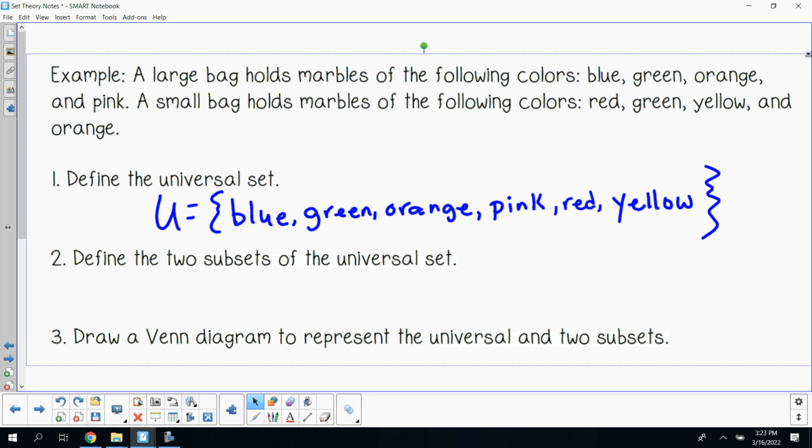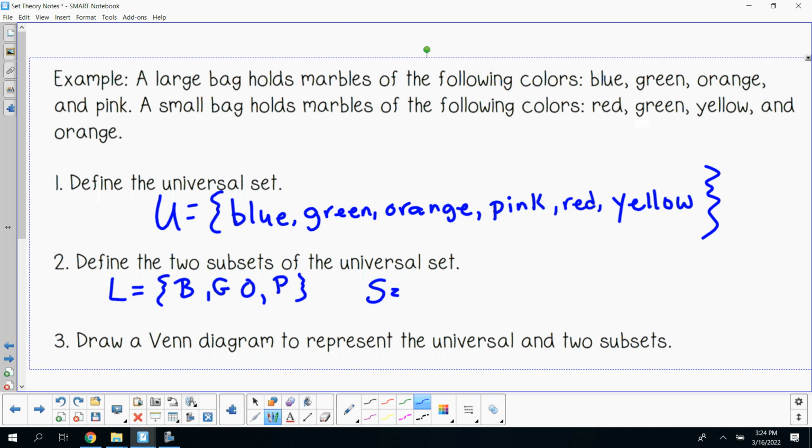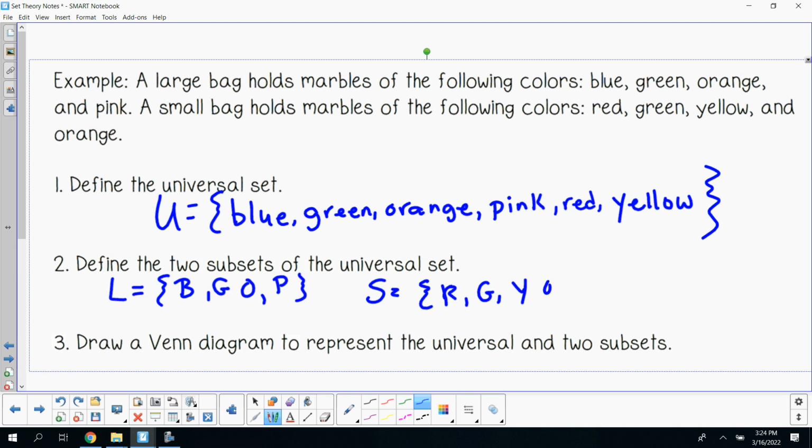Now we have two subsets of the universal set. We have our large bag, which contains the colors, we use abbreviations this time, blue, green, orange, and pink. And we have our small bag, which contains the colors red, green, yellow, and orange.